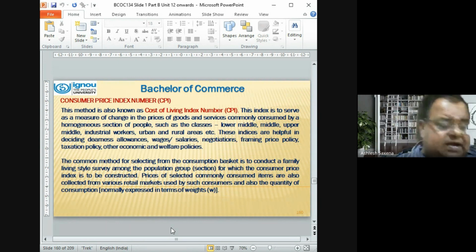Consumer price index. This is a method which is known as CPI, and CPI is cost of living index number. This number is to serve as a measure of change in the prices of goods and services commonly consumed by the homogeneous section of people, such as the classes lower, upper, middle, industrial workers, urban and rural, etc.